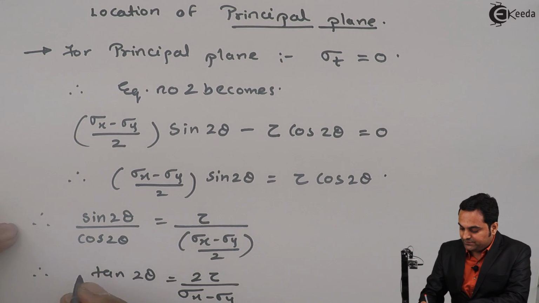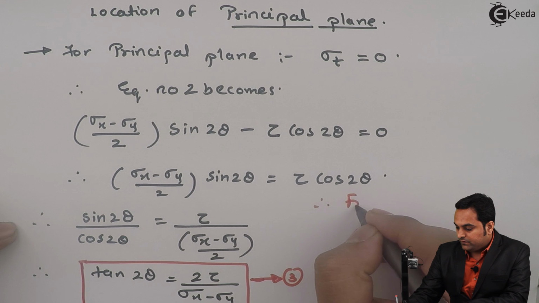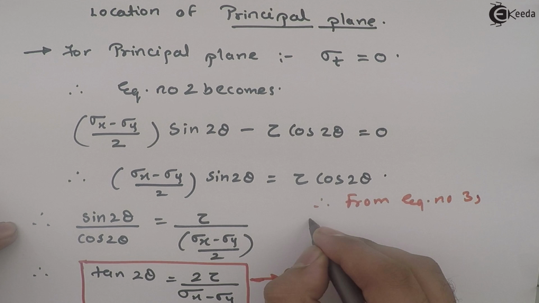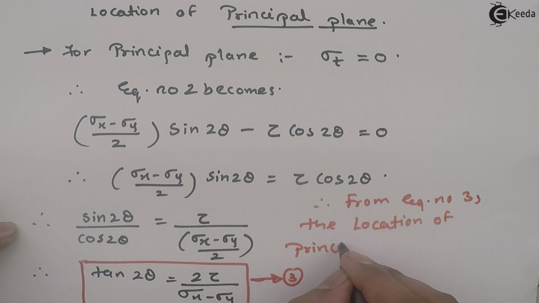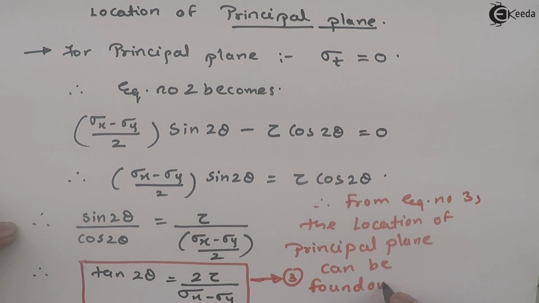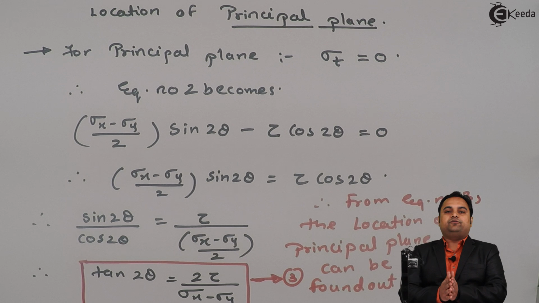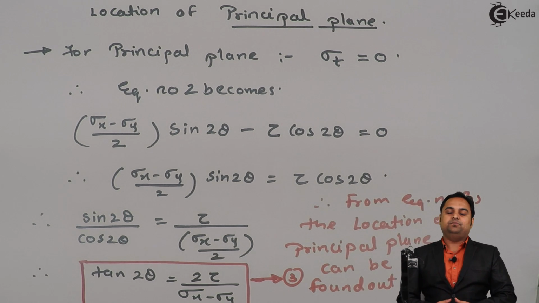So here I have one more expression, that I can say that this is equation number 3. So therefore, from equation number 3, the location of principal plane can be found out. So here in this derivation we have seen the expression of normal stress, tangential stress and the location of principal plane. With this we complete the derivation part.